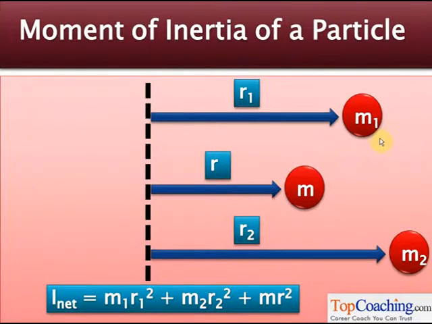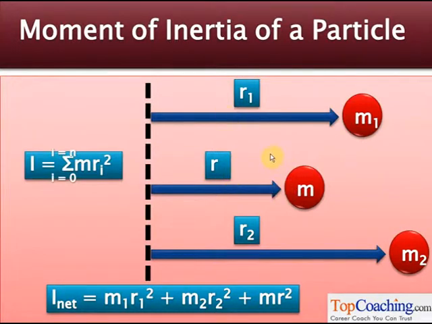Understood? So moment of inertia can be added. In fact, if there are n particles, and the distance of one particle from the axis of rotation is r1, the distance of another particle from the axis of rotation is r2, and so on, then the net moment of inertia of the system is sigma mr square. Understood? So you add the moment of inertia about the axis for all the particles to obtain the net moment of inertia about a single axis for all the particles.